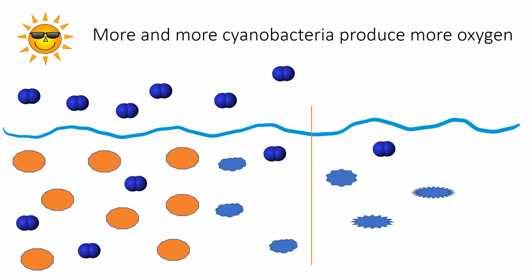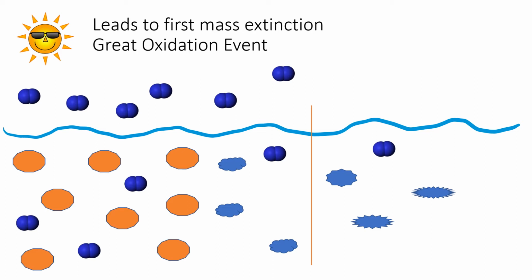So more and more cyanobacteria keep growing, which produces more and more oxygen. And it leads to problems for all those bacteria that view oxygen as toxic. They can't thrive in that environment. So this leads to the first great mass extinction event in Earth's history, called the Great Oxidation Event. It's basically the killing off of all these very primitive bacteria early on by the fact that there was now oxygen in the atmosphere.